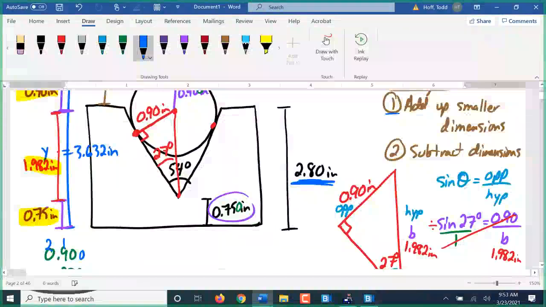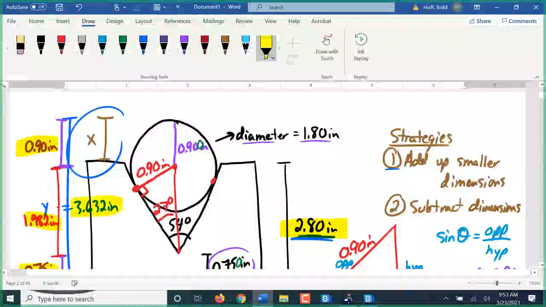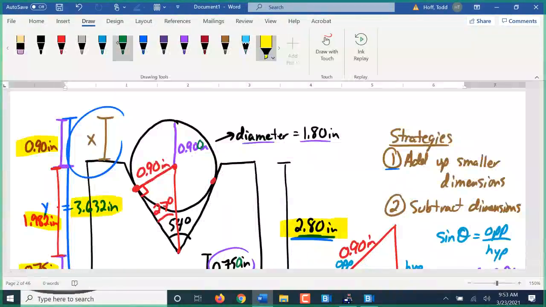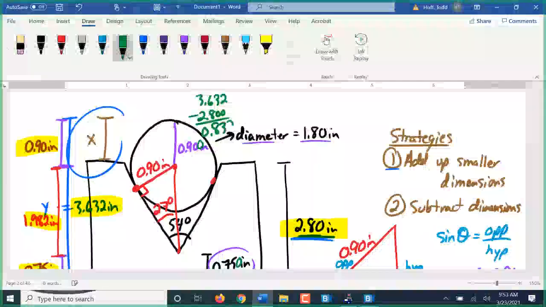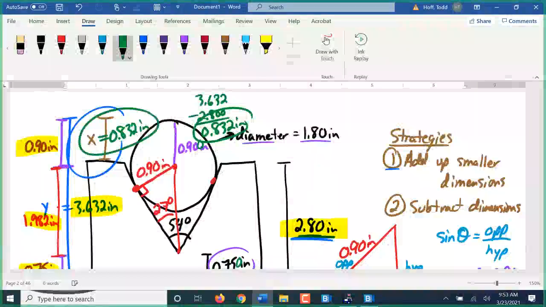Which means the height x sticking up here is the difference between the 2.8 and the 3.632, giving us 0.832 inches. So that piece of round dowel or whatever round stock it is, 0.832 inches above that V block that we're holding it in.